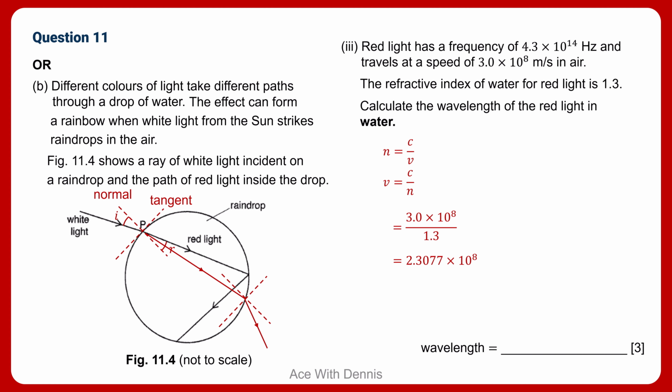Okay, next we use the wave formula, v equals f lambda. Lambda will be v over f, where lambda represents the wavelength. Then substitute the value: the speed of the red light in the water, which is 2.3077 times 10 to the power 8, divided by the given frequency, 4.3 times 10 to the power 14. Then we'll get 5.37 times 10 to the power negative 7 meters. Hence, the wavelength of the red light in water is 5.37 times 10 to the power negative 7 meters.